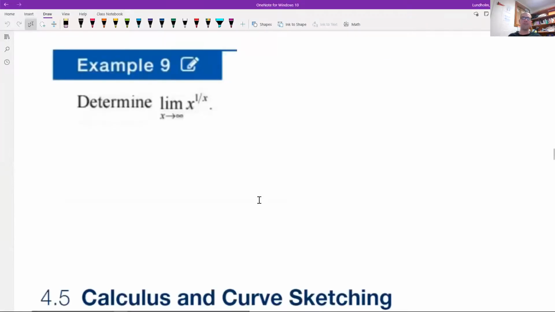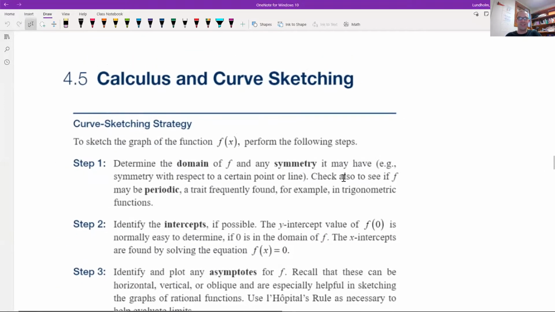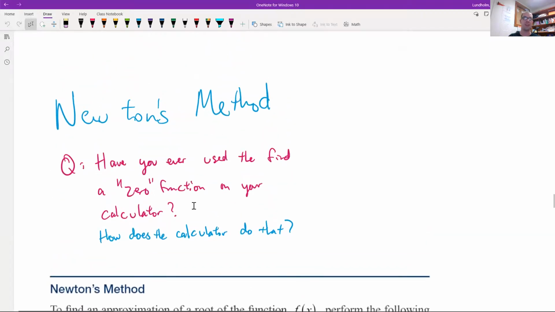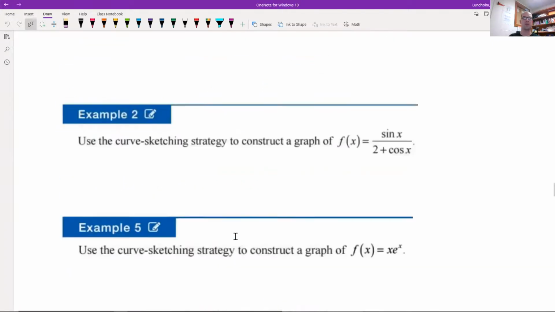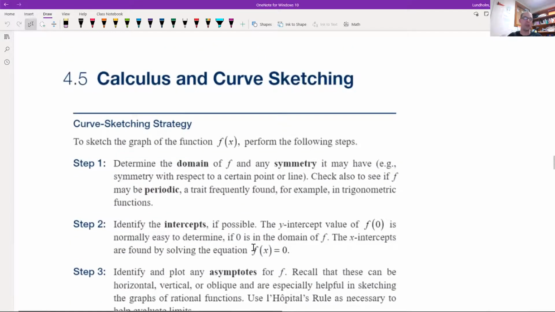Oh man, this is good, but it's again kind of review from stuff that we talked about last week. Calculus and curve sketching is section 4.5, but also there's going to be something new called Newton's method that's going to be in here. I'm going to save that for tomorrow, but Newton's method will be cool. The curve sketching thing is what we did last week, except with a few more steps.